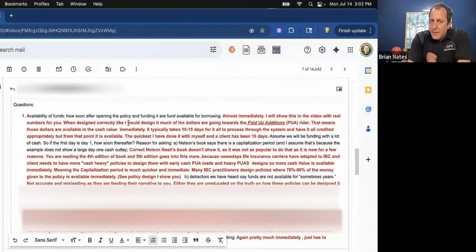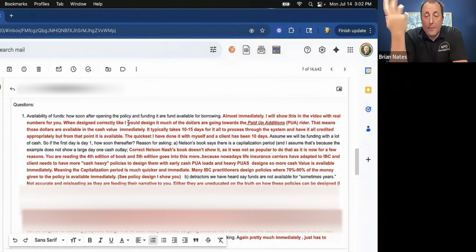The quickest I've done it myself, and actually I've seen a client do it, is about 10 days, where they gave the money, it got processed, it went through the system, they have their processing time, 10 to 15 days, but the quickest I've done it is 10 days. It was available. I took a loan against it immediately.